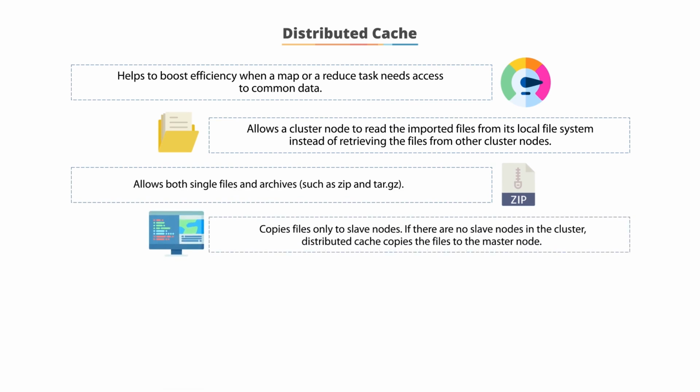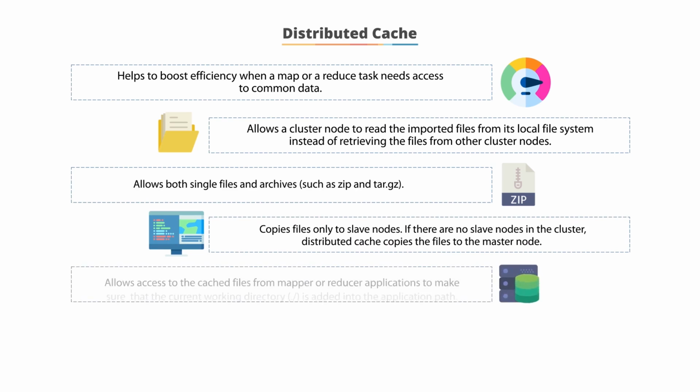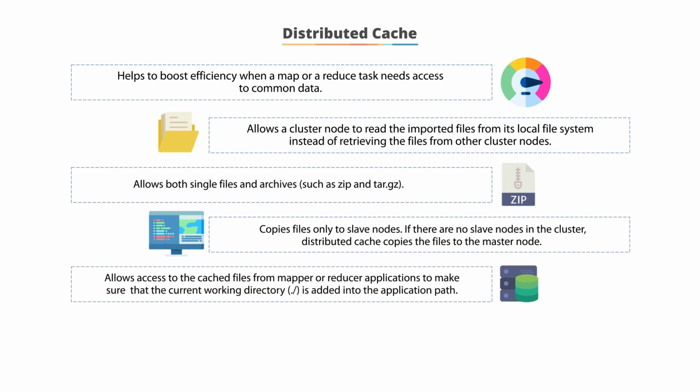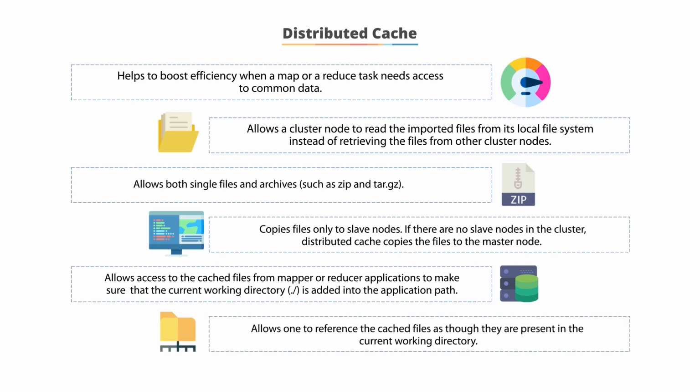It copies files only to slave nodes. If there are no slave nodes in the cluster, then distributed cache copies the files to the master node. It allows access to the cached files from mapper or reducer applications to make sure that the current working directory is added into the application path, and allows referencing of the cached files as though they were present in the current working directory, vastly speeding up access.